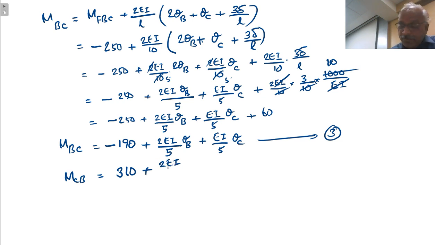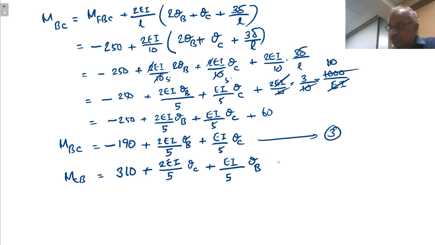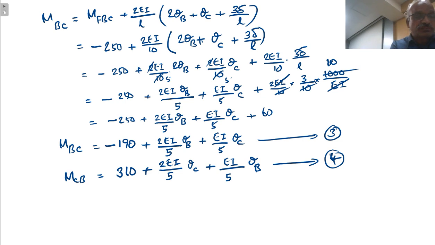M CB equals 310 plus 2EI by 5 into theta C plus EI by 5 into theta B, because here it is 2 theta B plus theta C, and here it will be 2 theta C plus theta B, therefore this change will be there. So this you can verify, you will not have any problem. So we have got 2 spans, therefore 2 into 2, 4 slope deflection equations.